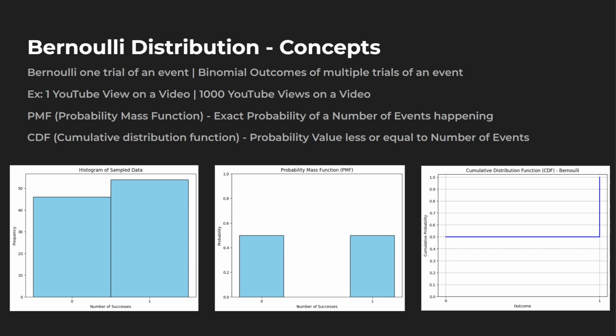So two other concepts to understand. And by the way, these are three graphs that we're going to be building out with the Python code. The PMF, which is the probability mass function, which is the exact probability of a number of events happening. And the CDF, which is the cumulative distribution function, the probability of a value less than or equal to the number of events. So with this background information out of the way, I think we are ready to code. So let's start doing that.